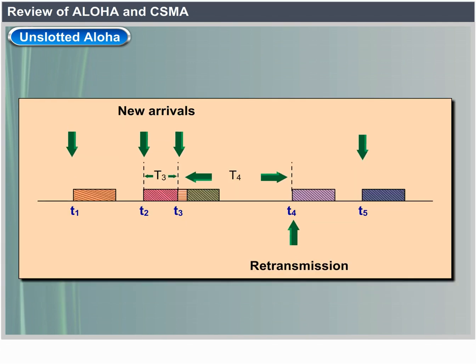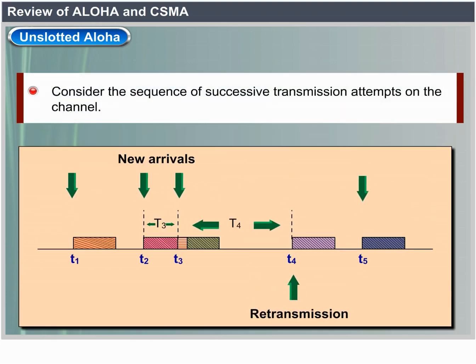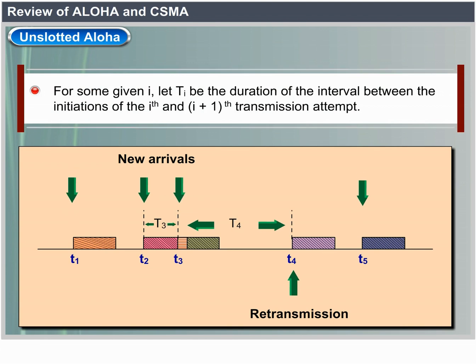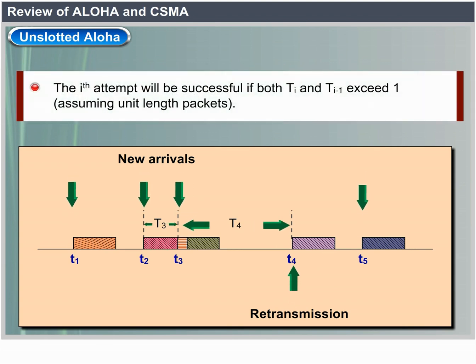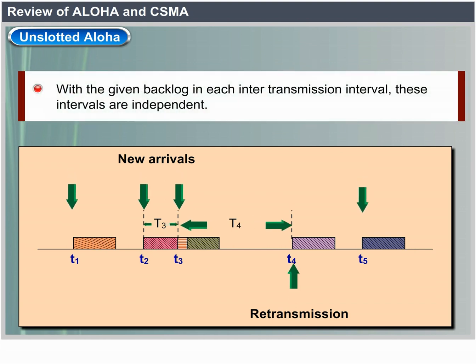New arrivals, retransmission. Consider the sequence of successive transmission attempts on the channel. For given i, let Ti be the duration of the interval between the initiations of the ith and i+1th transmission attempt. The ith attempt will be successful if both Ti and Ti-1 exceed 1, assuming unit length packets. Given the backlog in each intertransmission interval, these intervals are independent.